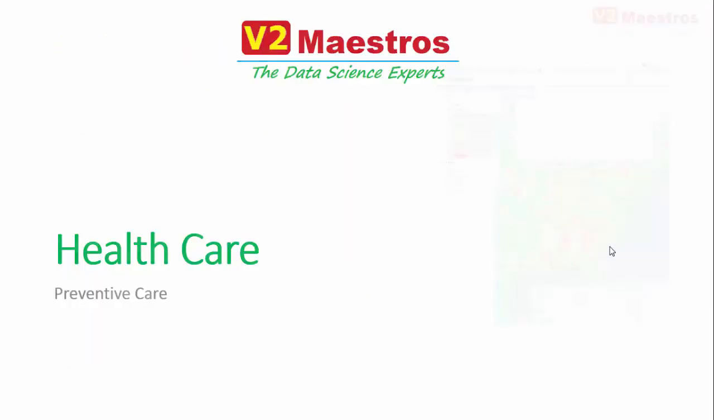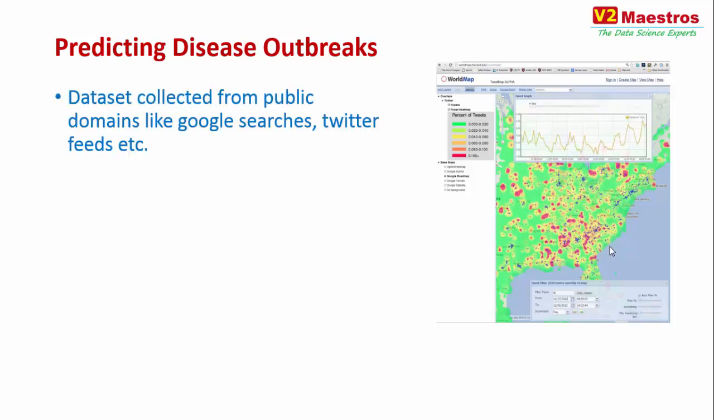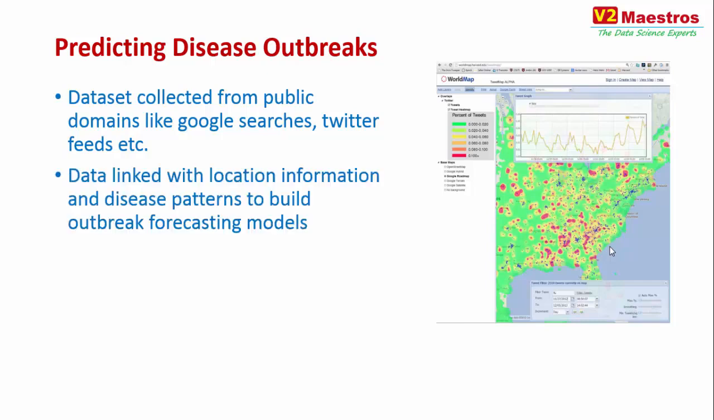And finally, we look at healthcare. Predicting disease outbreaks. This has been a fantastic development of late. You can predict disease outbreaks by looking at what people are searching on Google and what they are tweeting on Twitter. So the data set is collected from public domains like Google searches and Twitter feeds, and this data is always linked with location information. Whenever you are Googling or tweeting something, the location from where you're doing that is always collected. Then this information, what you're tweeting or Googling about, along with your location, is used to come up with patterns.